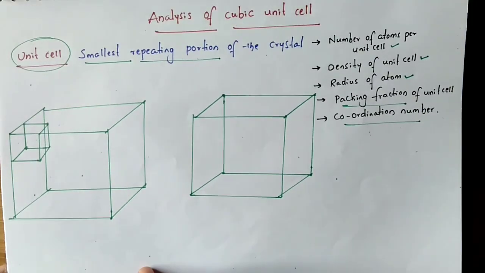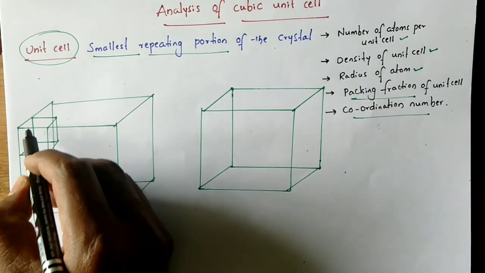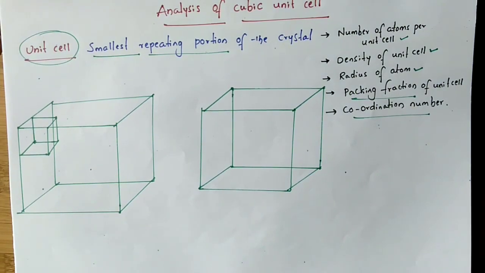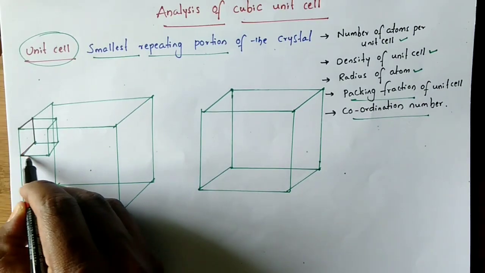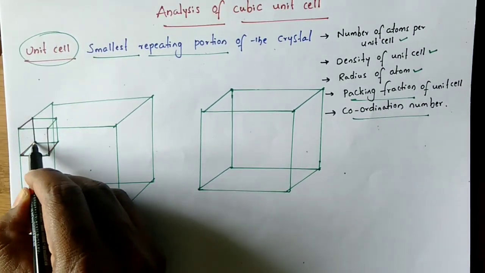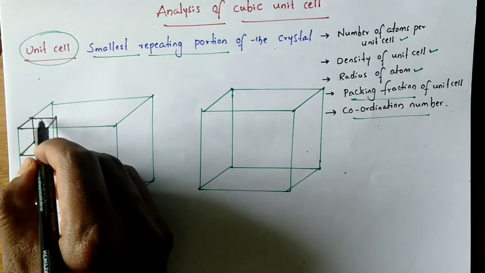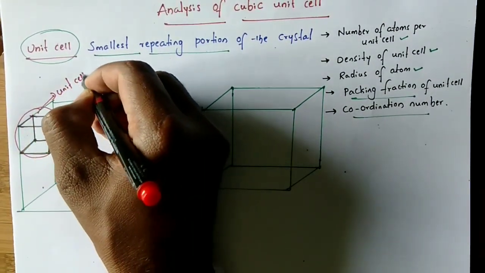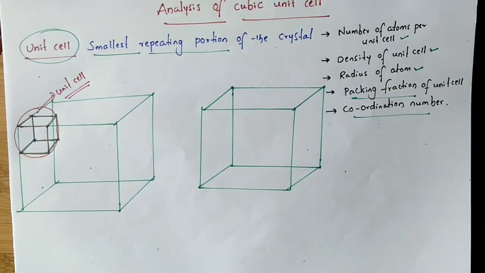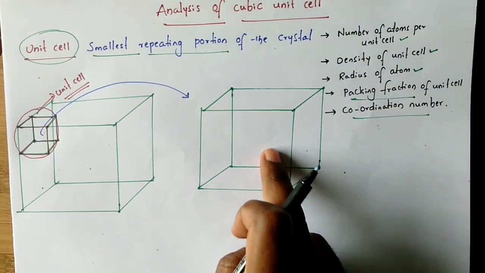Assume this is the crystal. Here I have a diagram. Assume this total is a crystal. In that crystal, the smallest repeating unit, see, this is just highlighted with the red pen. Like this many units are there, and these units repeat and construct a crystal. This is the smallest repeating unit, and this is unit cell. I have just zoomed in. This is the unit cell.